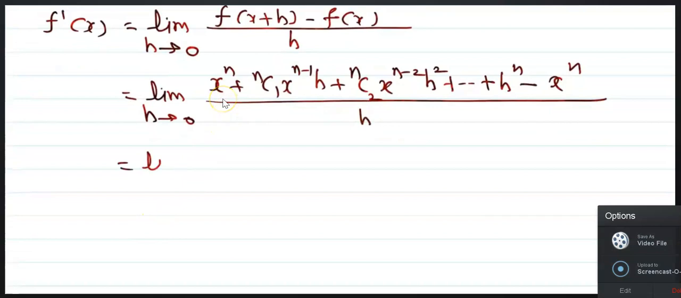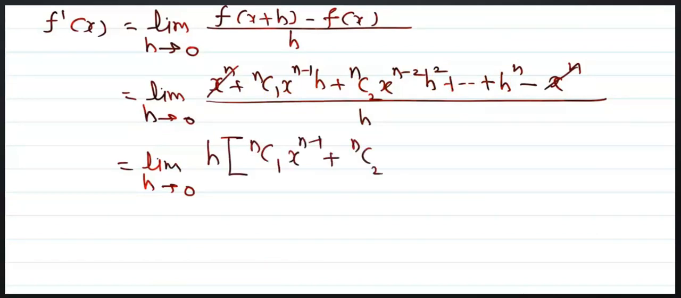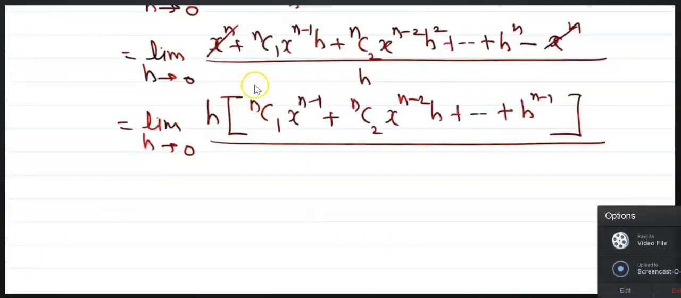That is x^n plus nC1 x^(n-1) into h plus nC2 x^(n-2) into h² plus dash dash plus h^n minus x^n upon h. Now here plus x^n and minus x^n get cancelled. Now take h as common from all these remaining terms, and if you take h as common then you will get like this. Now see this here, h and h.